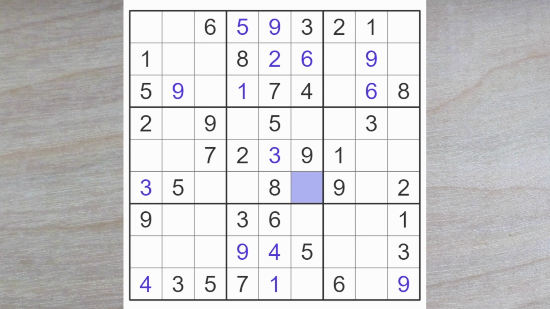What about the 6s? Look at this. 6 blocks here, 6 blocks here. We need a 6 for this row. This has to be a 1 or a 7, ergo this must be the 6 and this must be the 4. Also quite nice. Now a 1, 7 and a 4 for these squares.